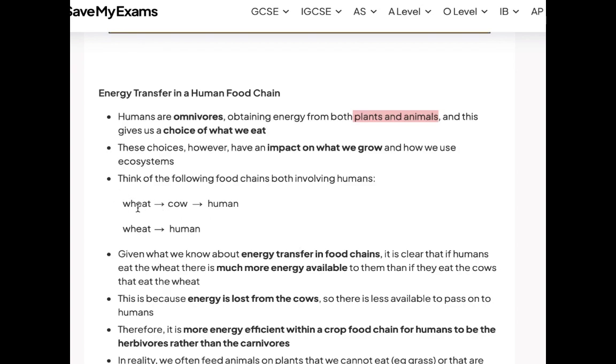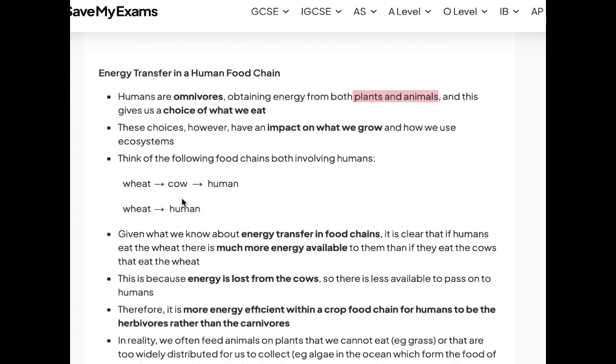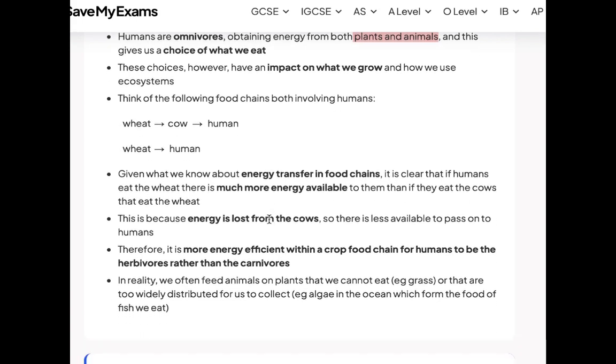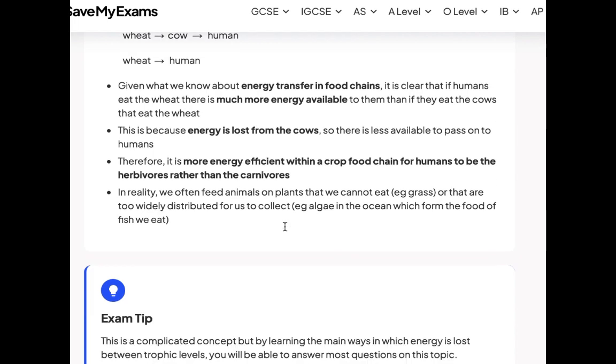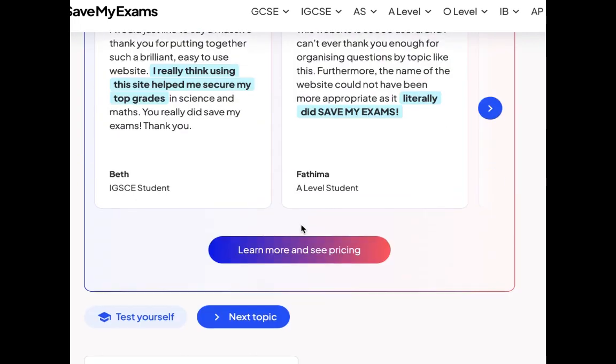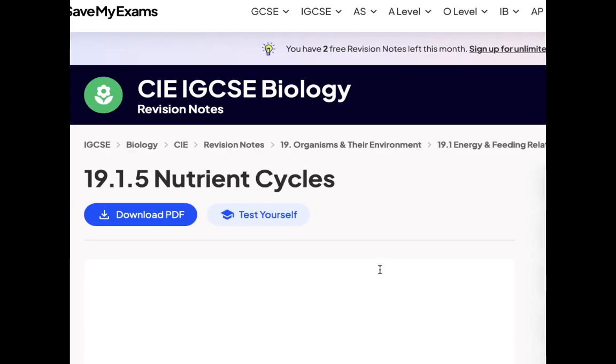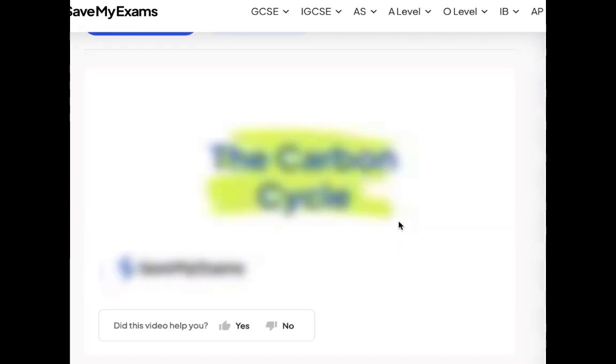Now, think of the following food chain, with the human being: the wheat plant is eaten by the cow, which is eaten by humans. Wheat is also eaten by humans, you see. We can eat wheat directly, or we eat the cow that eats the wheat. So in the case of humans, this is the type of food chain that we find available.